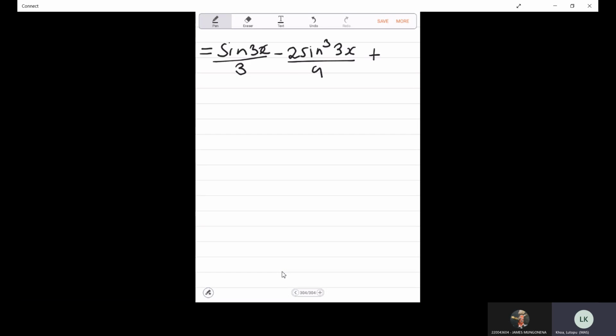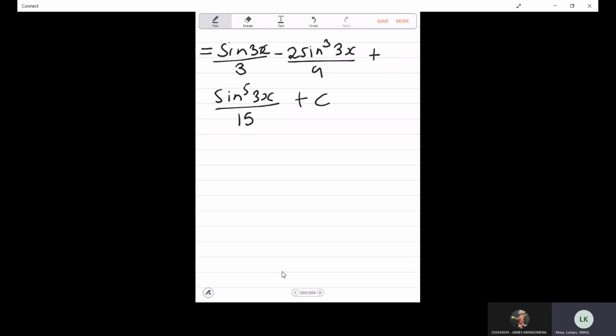And then the same thing with the last one, sine to the power of 5 of 3x divided by 5, and then again divided by the derivative of 3x. So this is divided by 15. And then you add your constant of integration.